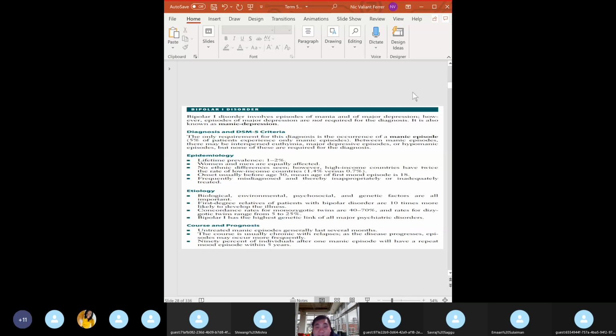In terms of etiology, it has a high concordance rate, guys. So if you have a monozygotic twin that has bipolar, you are like 40 to 70% more likely to have bipolar also. And for dizygotic twins, 5 to 25%. Bipolar 1 has the highest genetic link of all your major psychiatric disorders. That's high yield.